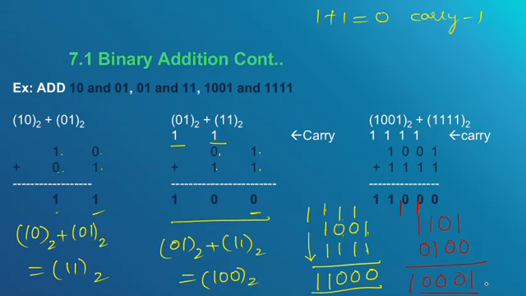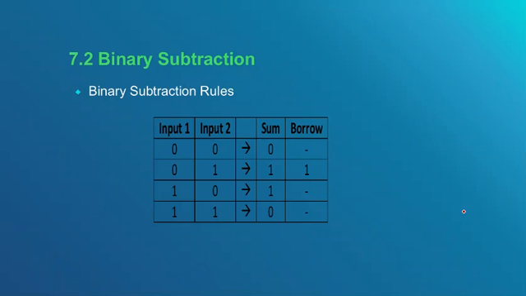So this is the answer for these two numbers. So this is how binary addition is carried out. Okay, I hope I have given enough examples for binary addition. If you have doubts, we will have another session to do all the exercises. Right, next we go for binary subtraction.